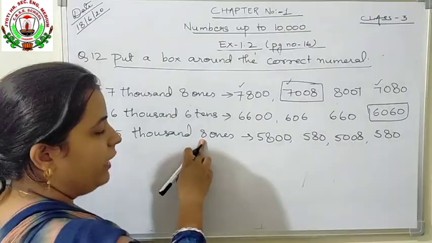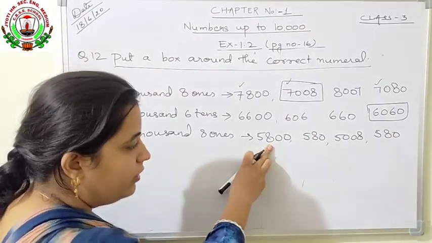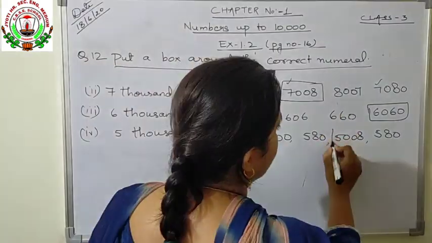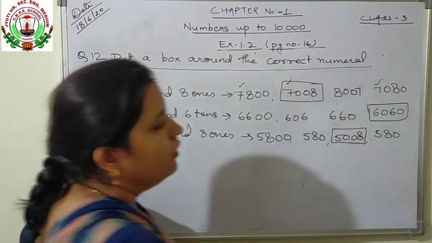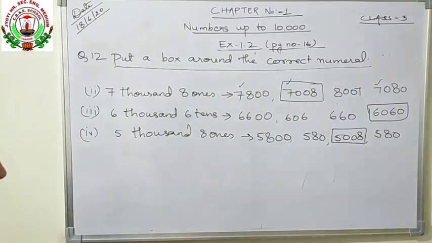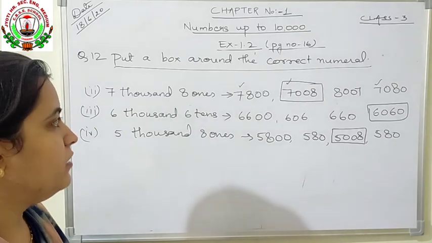First one is clear. 8 ones. Here 8 is in the 100 position. Here 8 is in the ones position. So this is your correct numeral. So put a box around that numeral. Like this you will solve the rest of the questions.